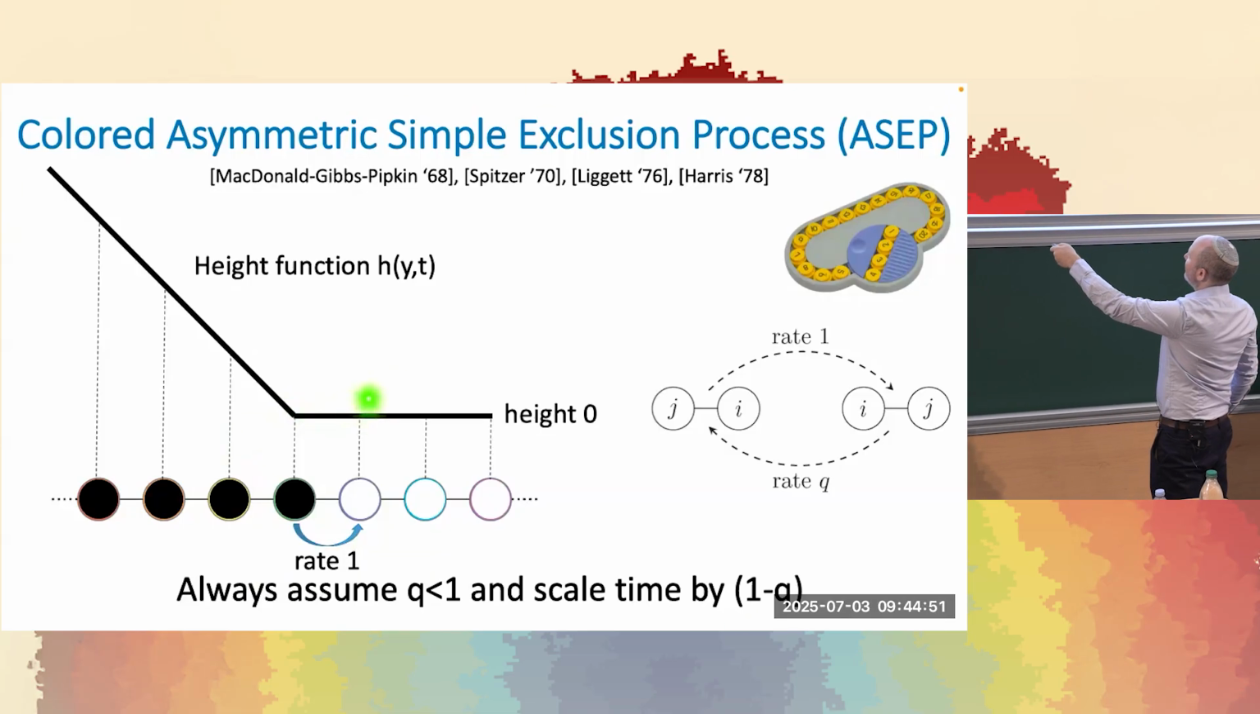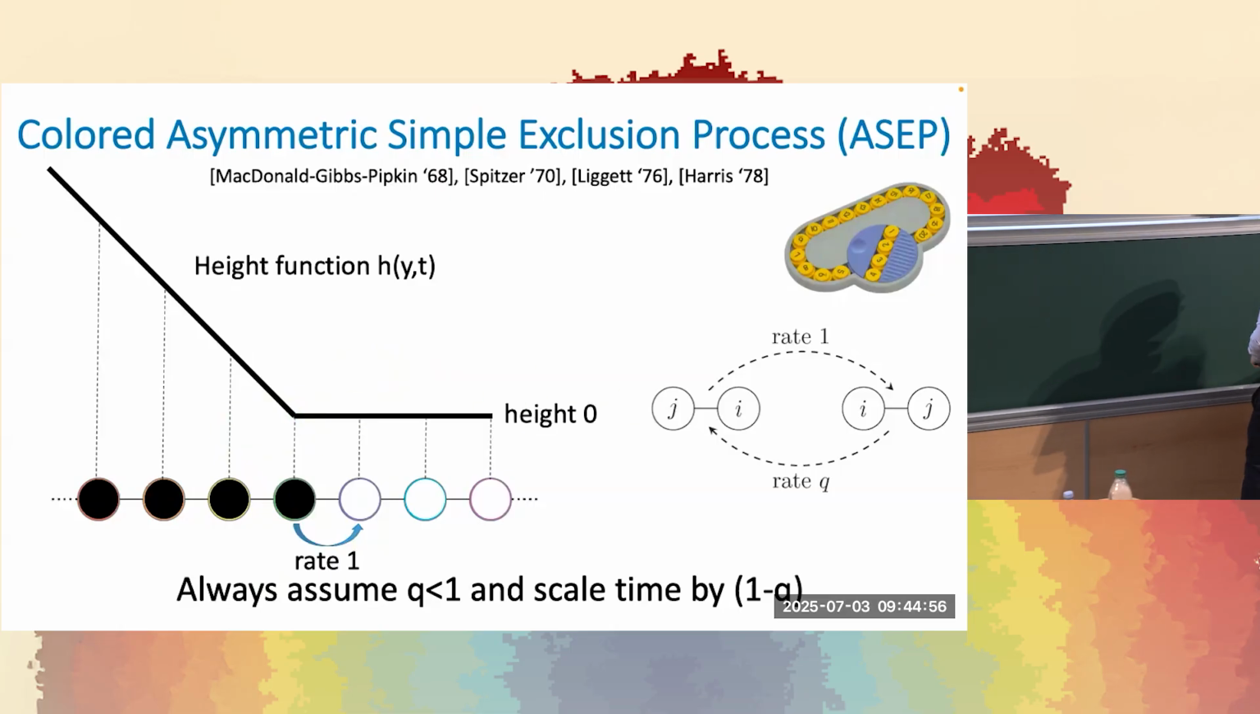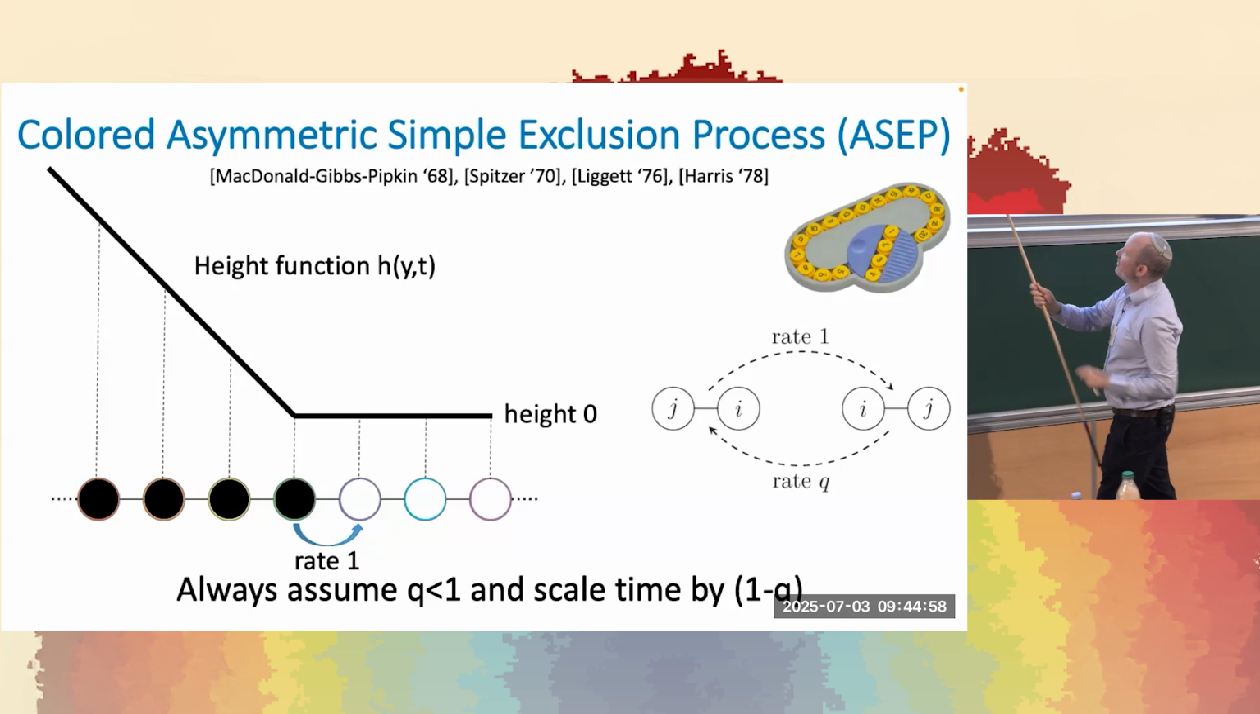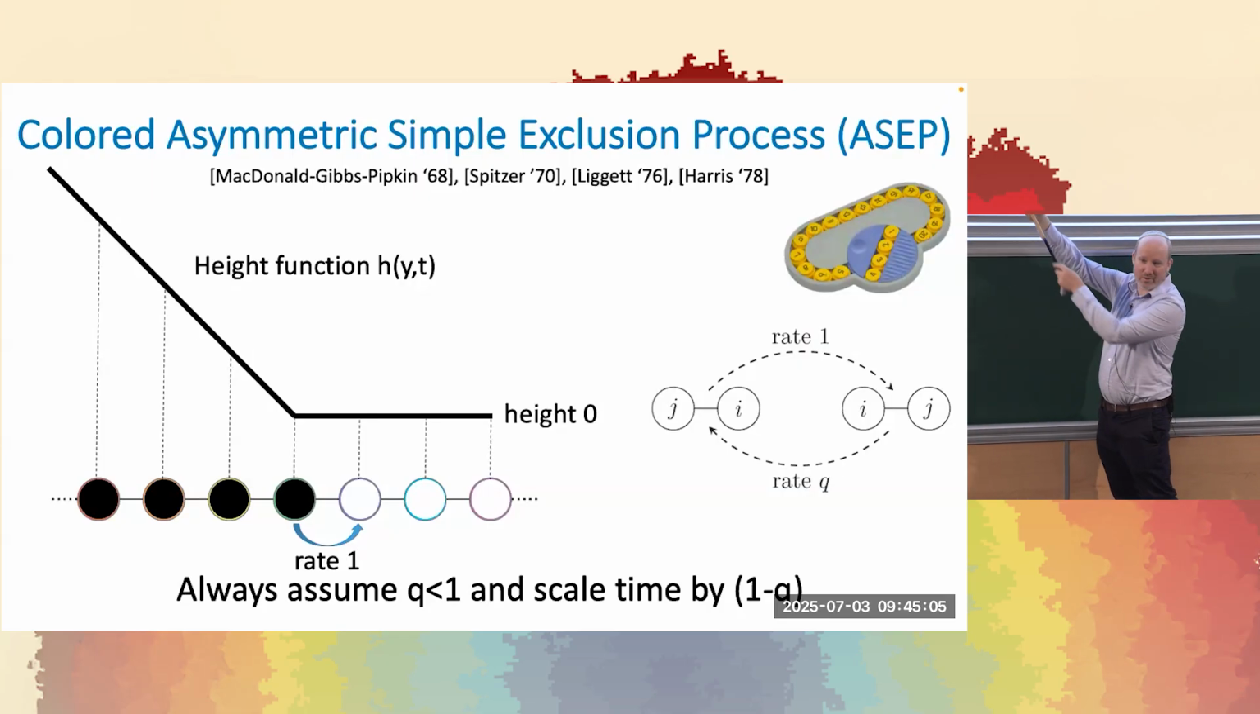So I would start with the height 0, and then as I move over here, here I have exactly one particle sitting to the right, and so I have height 1, height 2, height 3, and so on.